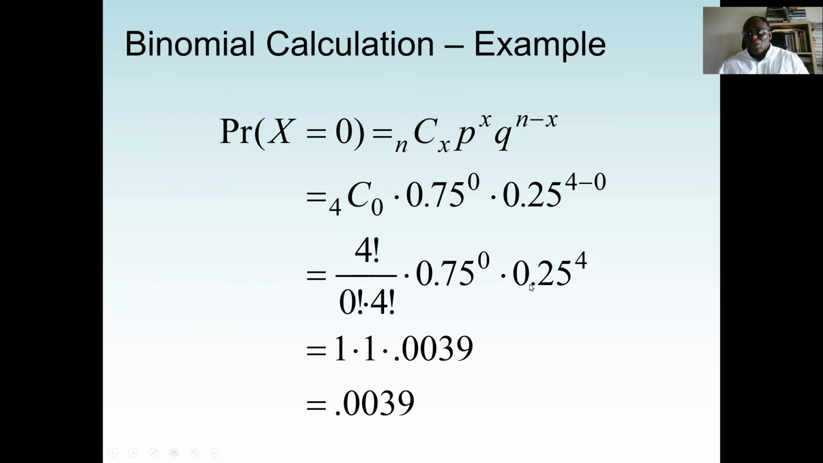Then we can use our calculator to find 0.25 to the power 4, which is 0.0039. So our answer will be 0.0039. So the probability of not treating any patient or treating 0 patient is 0.0039 or 0.39%.